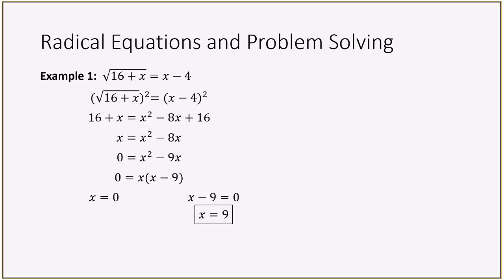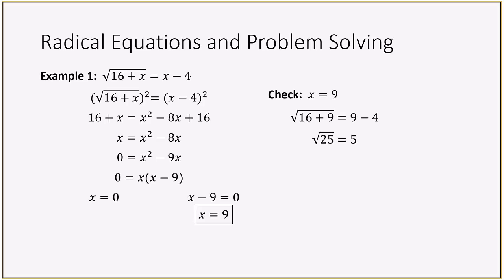Now, I need to go back and check both of these solutions. So for starters, I'm going to check x is equal to 9. Well, I plug it back into the very first step of my problem. I don't do it any time later when I've done solving because maybe I made an error. So I go back to that very first equation that has a square root. I plug in 9 to both sides.